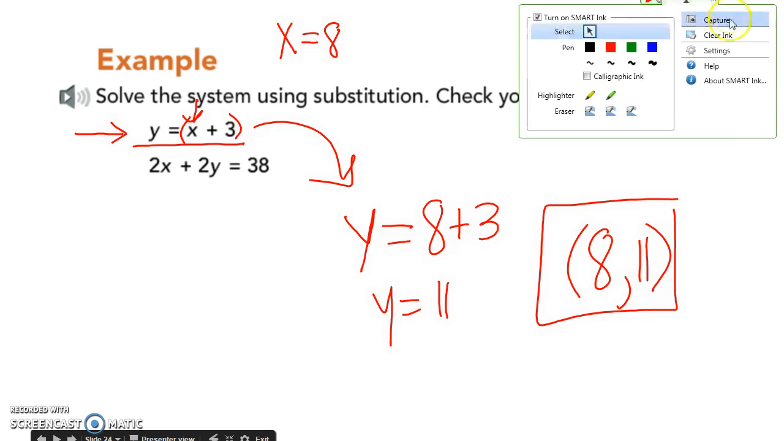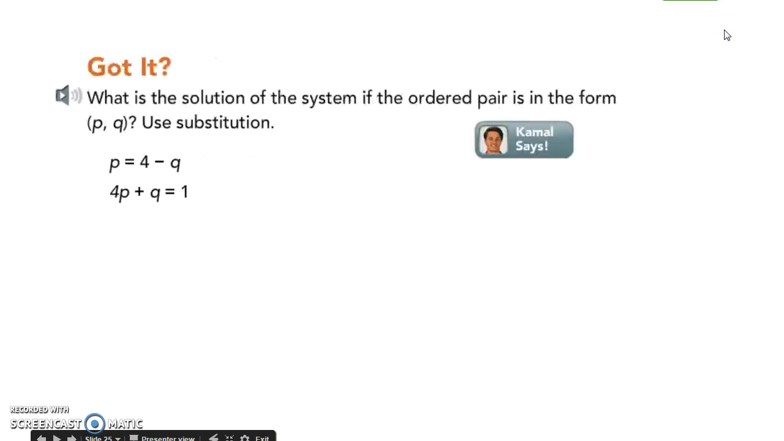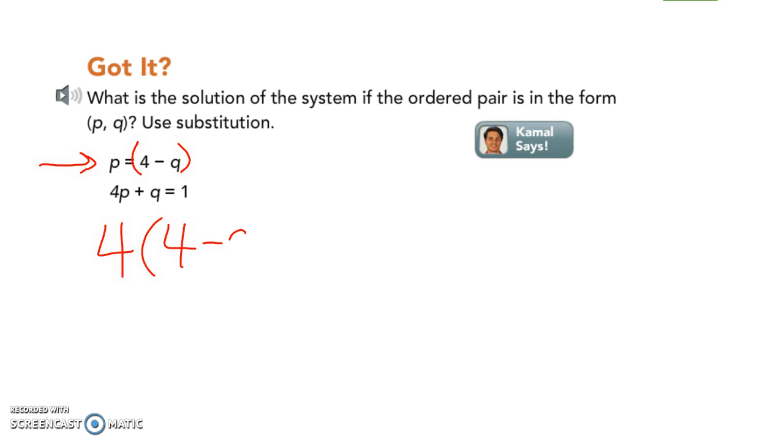Let's do another one. All right, call this example 2 in your notes. They used, instead of x and y, they used p and q. That's totally fine. We still have 2 variables. It's not a big deal at all. Okay, so I see from looking at my 2 equations that this is the one that I'm going to plug into the other. So I know p is equal to 4 minus q, so that is what I'm plugging in for p in my second equation.